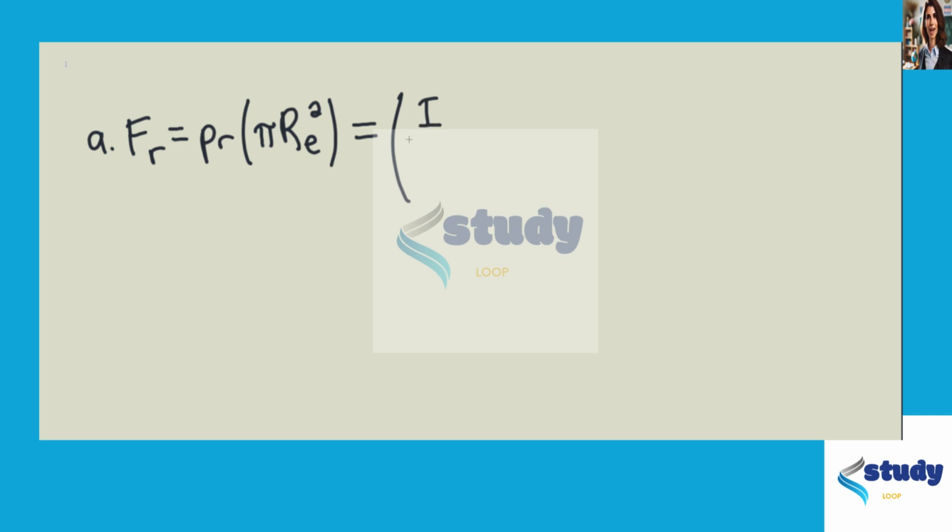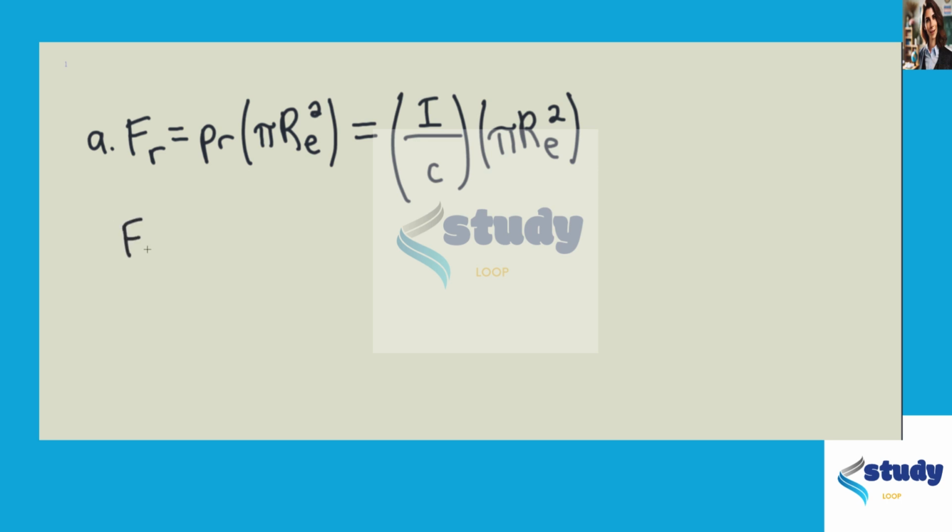So here we're trying to find the force of the radiation pressure. So we can say for part A, F sub r would be equal to P sub r multiplied by pi r sub E squared. We know that this is going to be equal to the intensity over the speed of light, c, and then this would be again equal to pi r sub E squared, so the radius of the Earth squared, and we can solve.